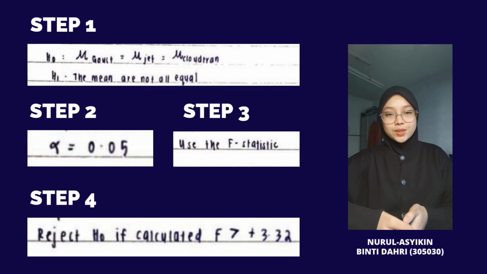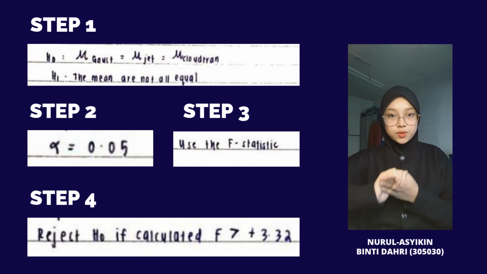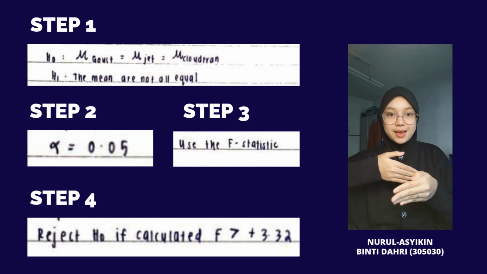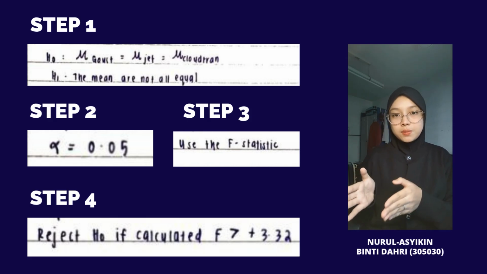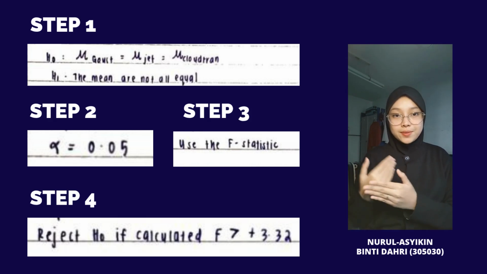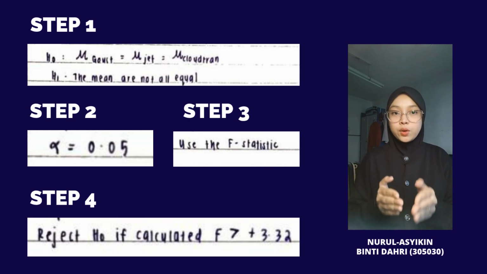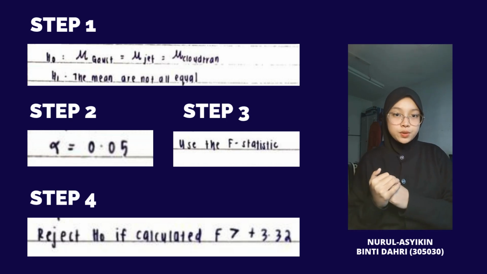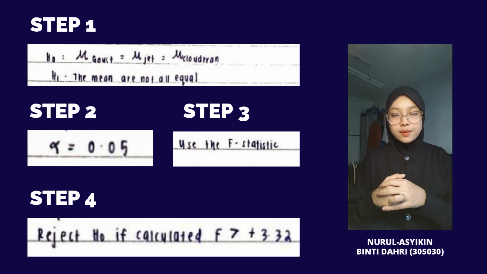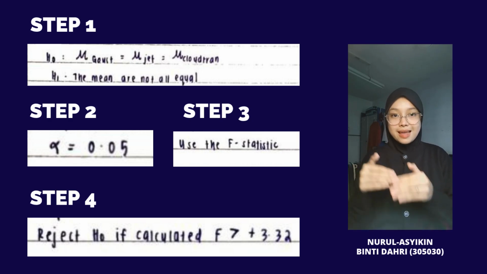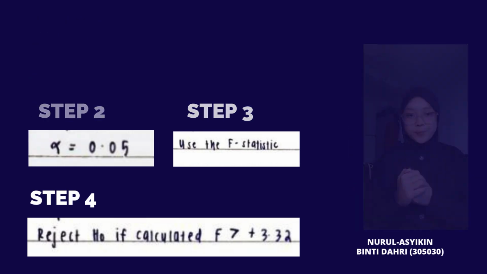Alright, so right now we are going to move on to the last question, which is C. We are going to use the same steps as question A because it's still on the same topic, ANOVA. Using the 5 steps, we start with step 1, H null, which is mu gross equal to mu jet red equal to mu cloud train, and H1 is the means are not all equal. For step 2, the alpha is 0.05, and for step 3, we are going to use an F statistic. And step 4, we reject H null if calculated F is greater than 3.32.